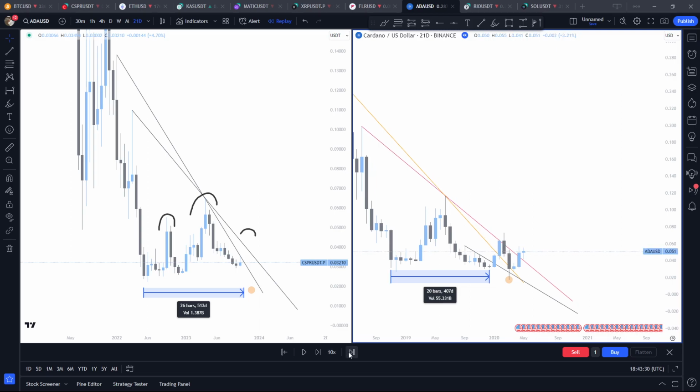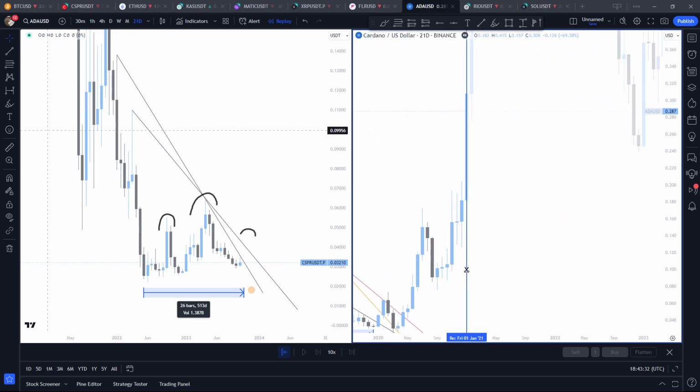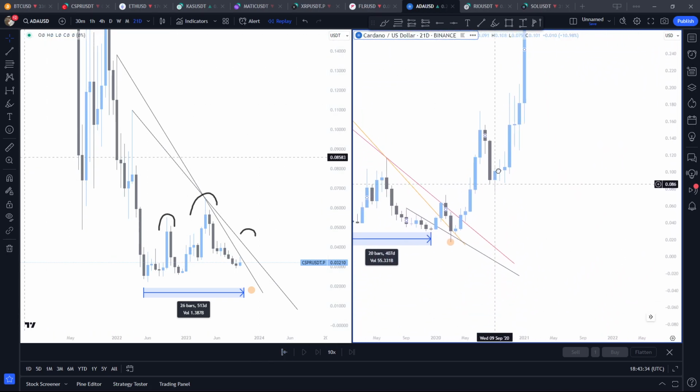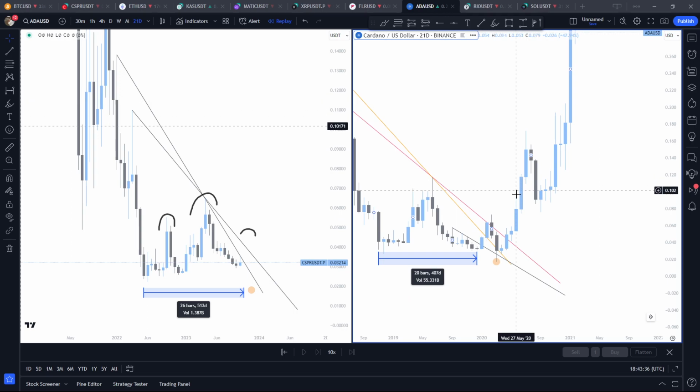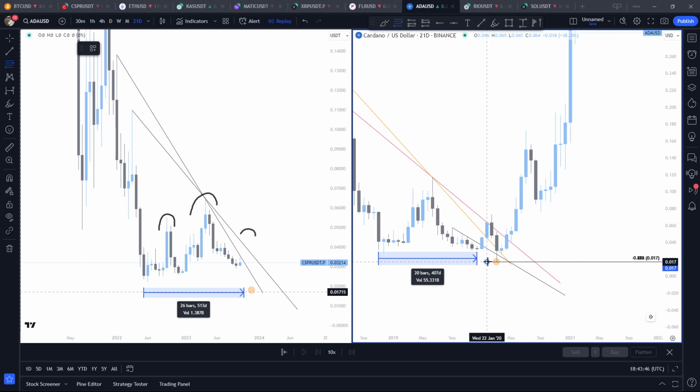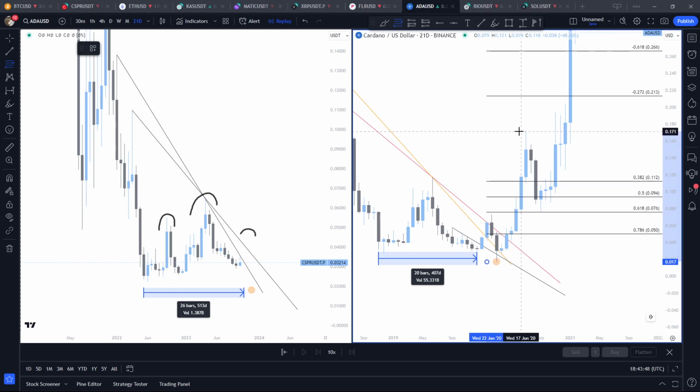Look, and then you can just see where it went. It went all the way. It did like a 5x, I think. No, yeah, 5x from 3 cents to 15 cents, right? Then it had a correction, and this is why I use fibs as well. Look from the downside to the upside, right? Look at this.